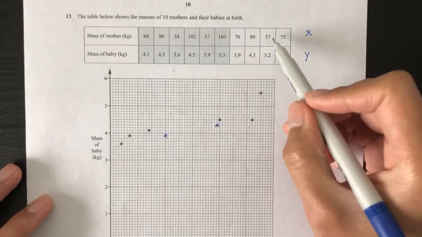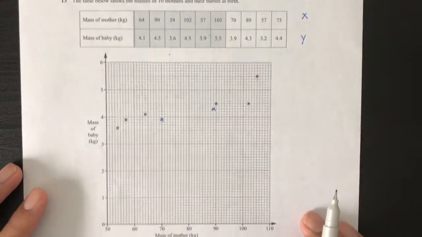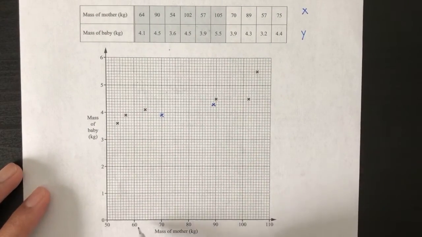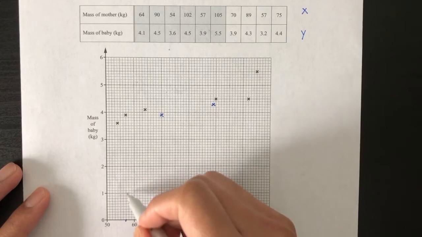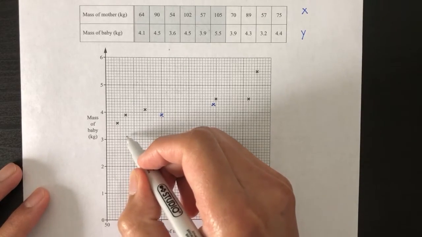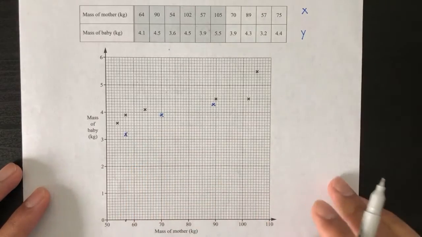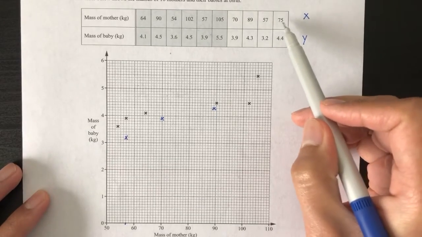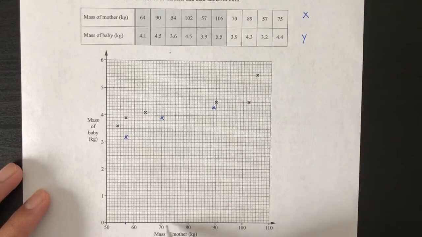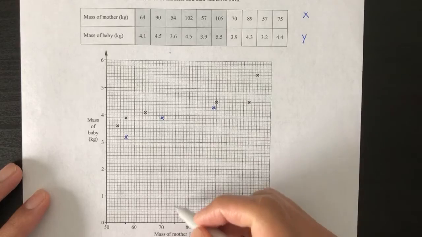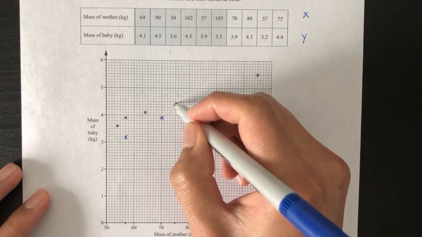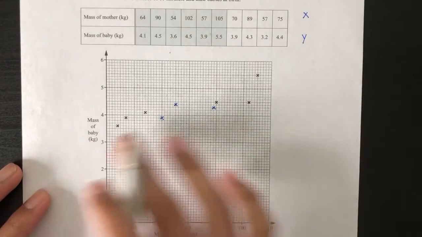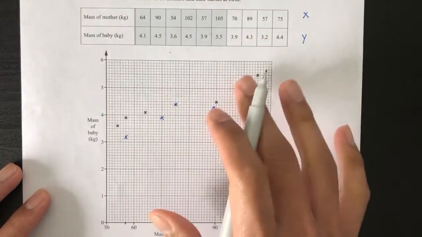Okay, and the next one will be 57, 3.2. So 57 will be here, and 3.2 will be about this point right here. Okay, and the last point will be 75, 4.4. 75 will be here, and 4.4 will be here. So that's the diagram we have for these points.